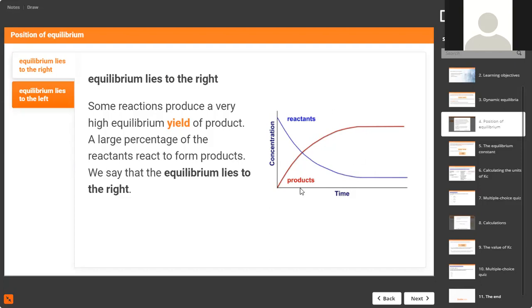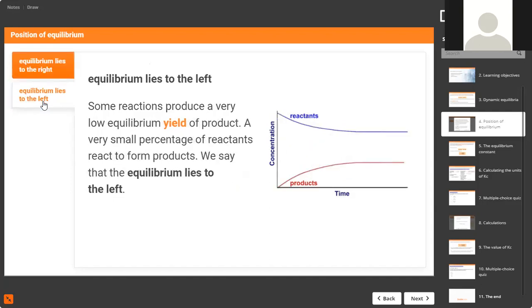You can see from this graph, over time, our concentration of products increases and our concentration of reactants decreases when it reaches that point of equilibria. We can have our equilibria lying to the left, which is the exact opposite. Some reactions produce a very low equilibrium yield of product. A very small percentage of reactants actually react to form products, so we say that the equilibrium lies to the left. In this instance, we've got all the reactants up here and the products down here. There is an increase in products, but it's nowhere near as high as the amount of reactants, so that's why we'd say it lies to the left.